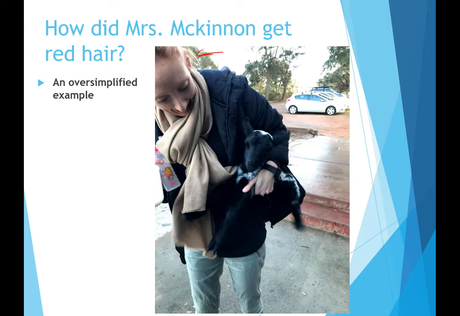Red hair is something that we call polygenic, which means that it's controlled by lots and lots of genes, hair color, but monohybrid or simple genetic crosses are actually something that we can only talk about in terms of monogenic inheritance, which means that there's only one gene.